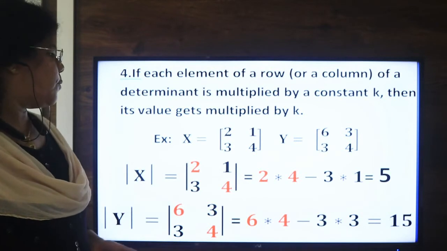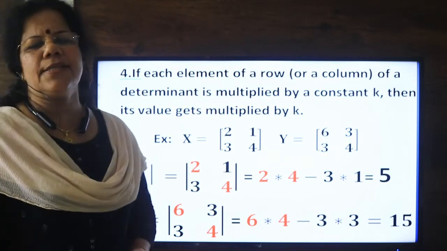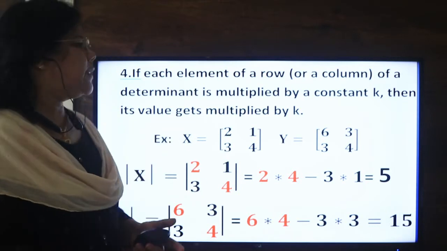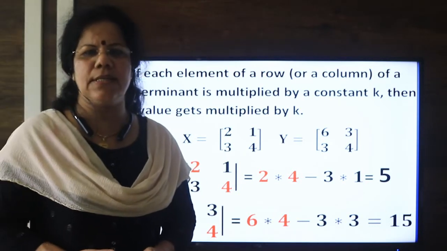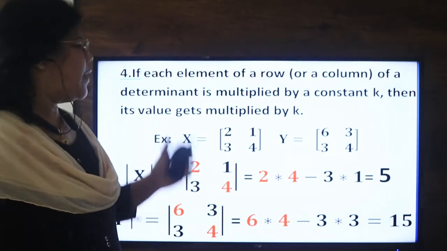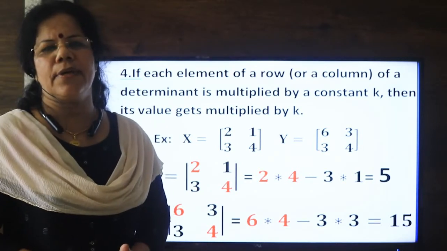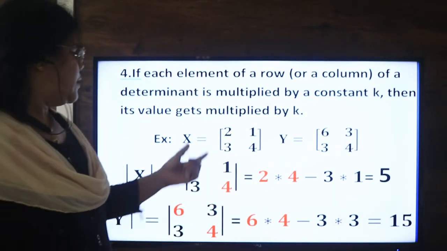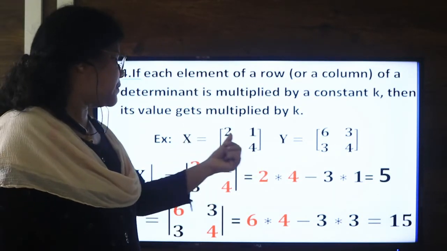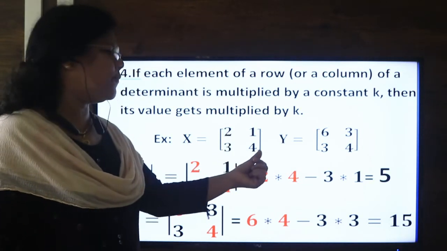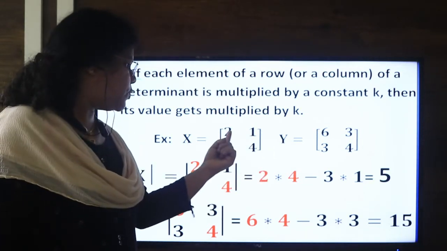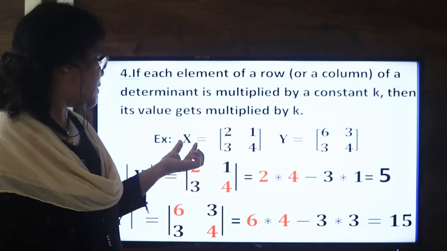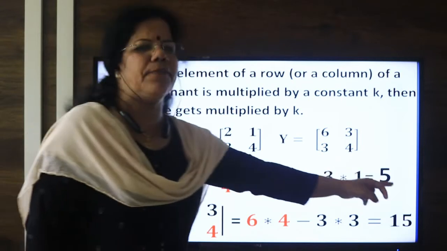Then the fourth property: if each element of a row or column of a determinant is multiplied by a constant k, then the value gets multiplied by k. Now through an example, this property will be clear. In the first matrix, X is equal to the matrix 2, 1, 3, 4. And we can calculate 2 into 4 minus 3 into 1, 8 minus 3, which is 5. That is, determinant X is equal to 5.